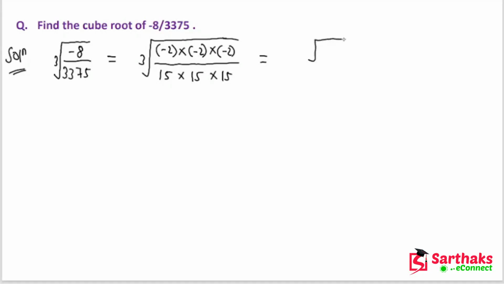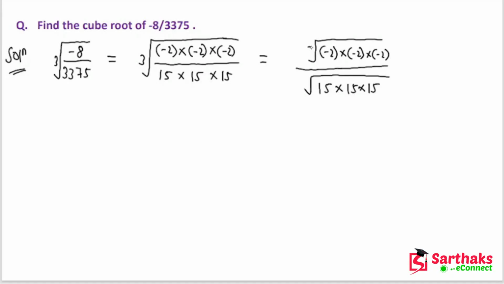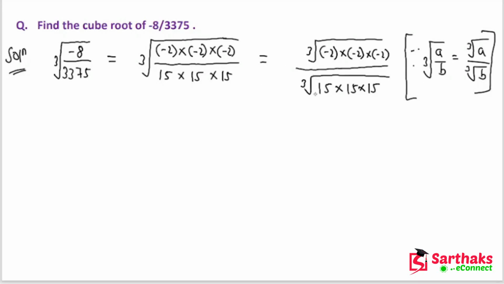It would be cube root of this whole upon, so we have separated using the quotient formula. It would be 15 into 15 into 15, and that is the cube root. Okay, so what is the formula you have used? Since you can write like this, cube root of a upon b is equal to cube root of a upon cube root of b. Obviously here a is the negative part. Okay, so you can actually apply this formula, no problem at all.